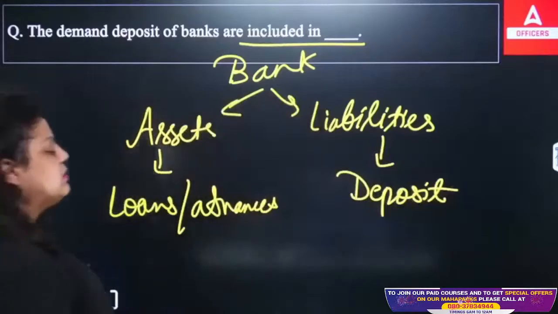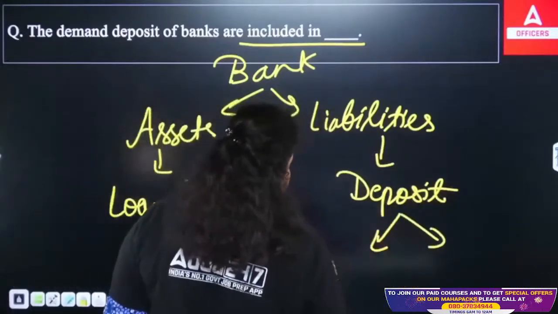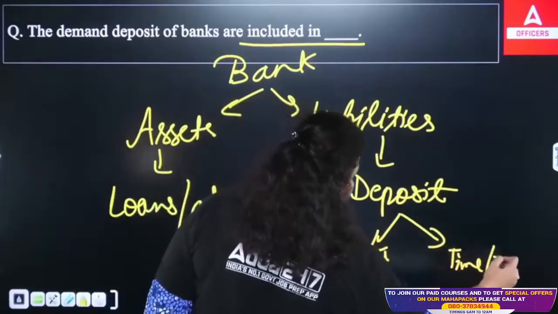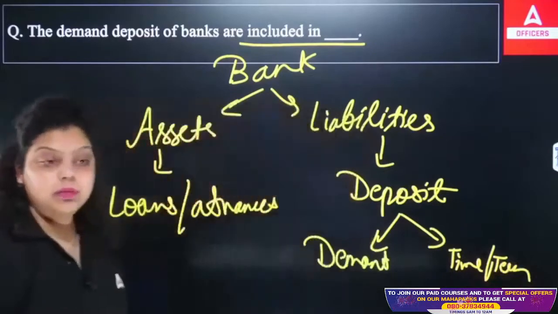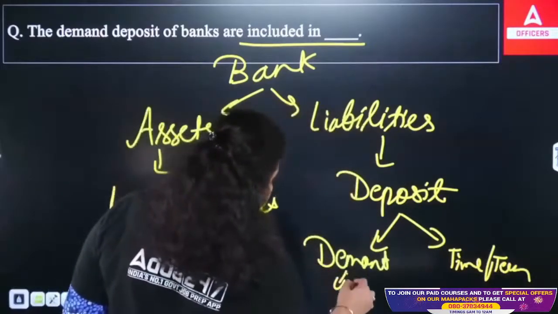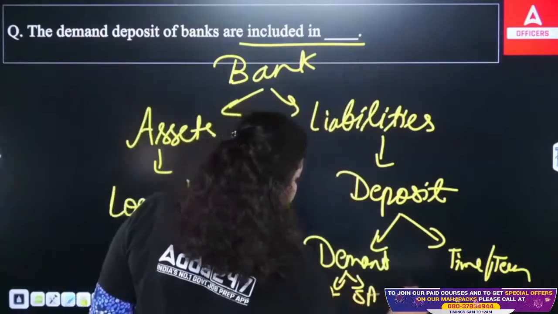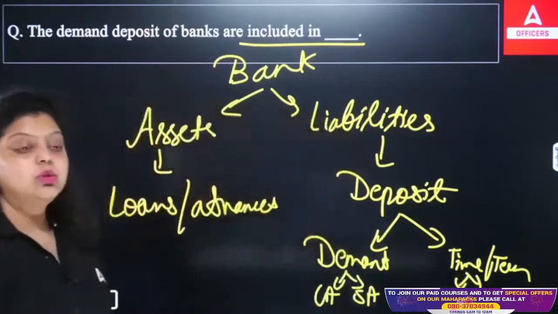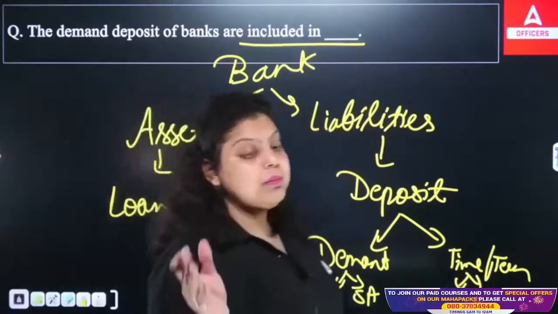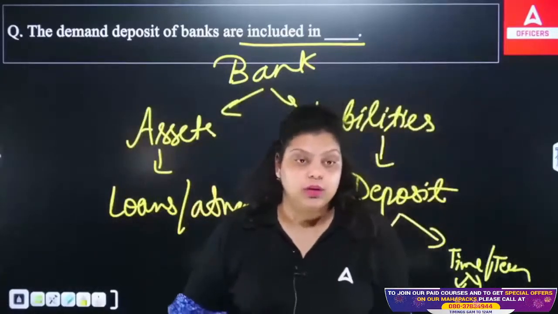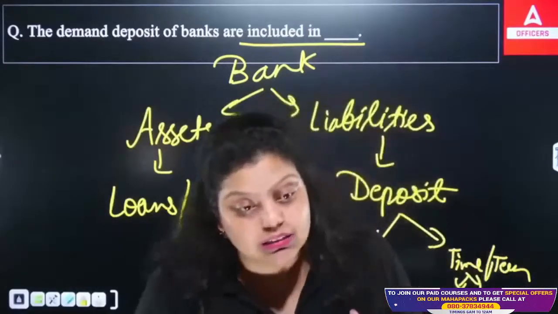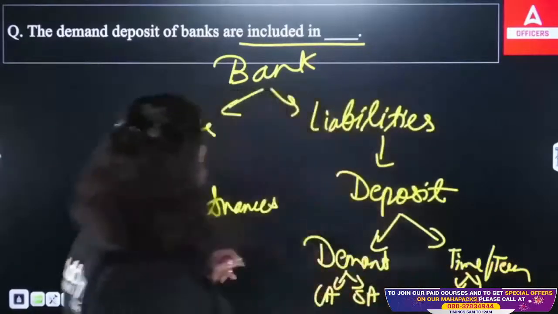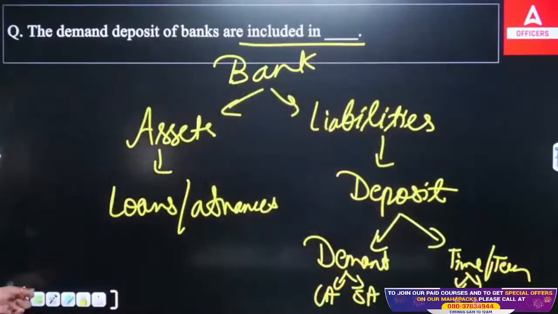Okay, and these deposits are of two types. That is demand deposit, the type of deposit which depends on the customer's demand, and the second one is time or term deposit. The demand deposit covers CASA, current account and savings account. Time deposit covers RAFA, recurring account and fixed account. So demand deposits are those which can be deposited and withdrawn as per the demand of the customer. Time or term deposits, on the other hand, are deposits which will be there for a particular period of time.